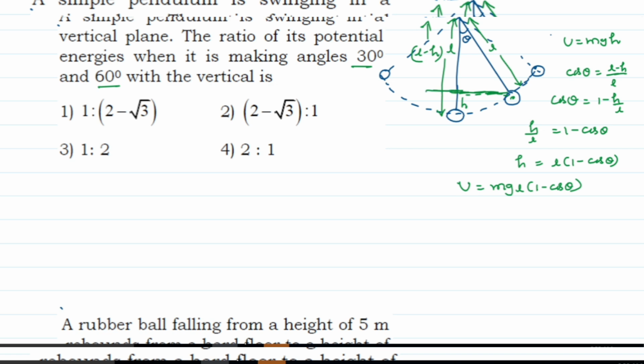So this side, students, this is L minus H, this is the triangle you are taking, right? Now the potential energy is nothing but mgl into 1 minus cos theta. Here you just substitute the values at the particular angles, 30 degrees as well as 60 degrees.